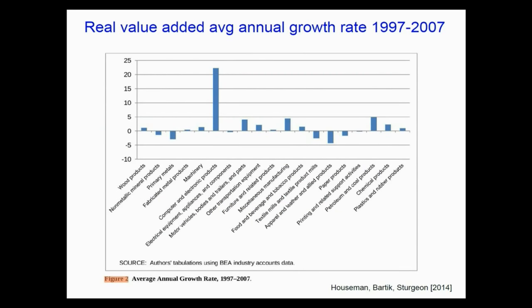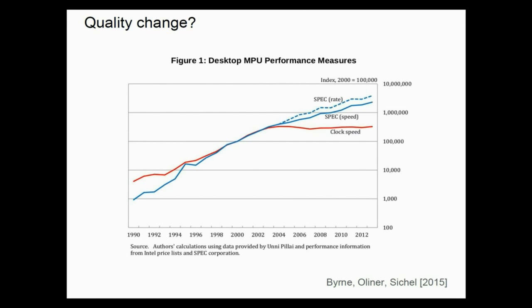This, by the way, is the picture of the real value added. You can see the computers and electronic products had this huge outlier. I mentioned that earlier. This is the picture from the Nolinder and Sichel paper, where clock speed, the red line there, basically plateaued back in the early 2000s, hasn't changed, but the throughput rate, because of those additional cores, has continued to grow at an exponential rate. Notice it's a logarithmic axis there, so the straight lines are, in fact, exponential.